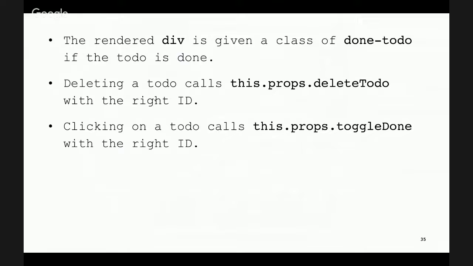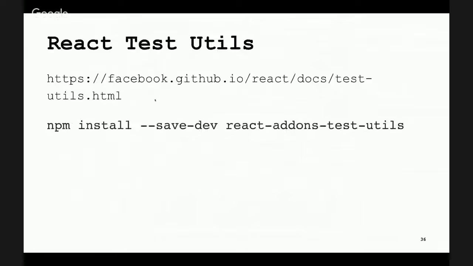So there's three bits of functionality here that I would probably want to test. The rendered div element is given a class of done-to-do if the to-do is done. Deleting a to-do will call this.props.deleteToDo with the right ID. And clicking on a to-do calls this.props.toggleDone with the right ID.